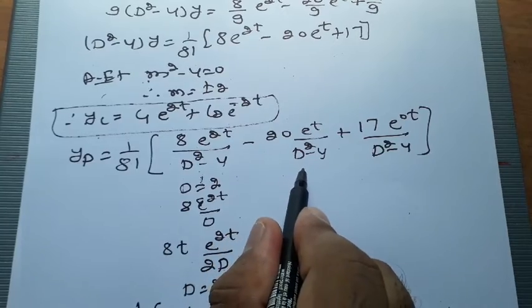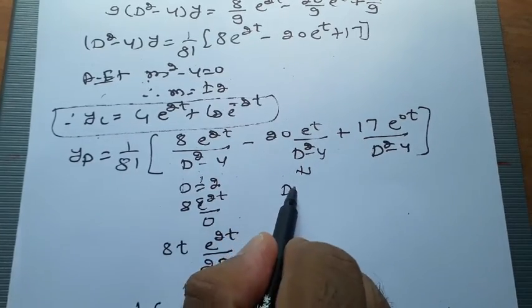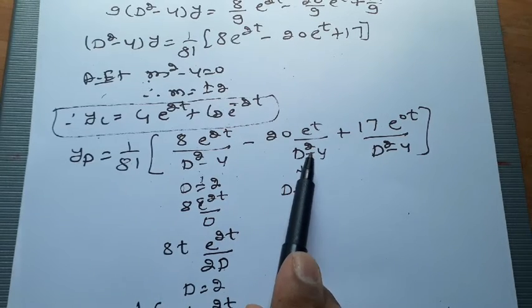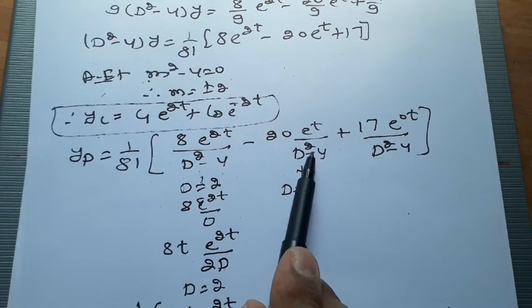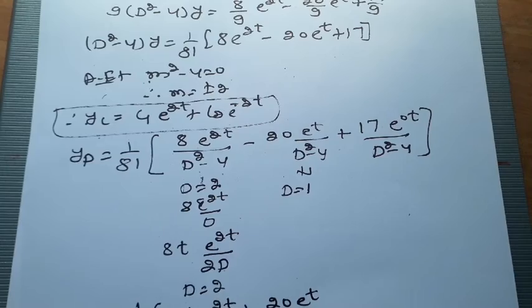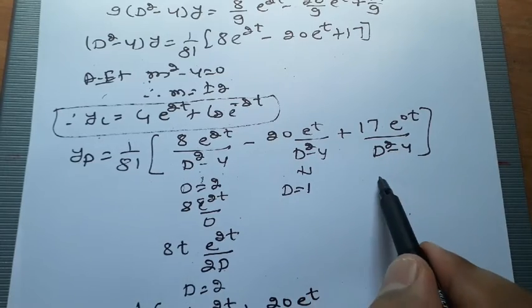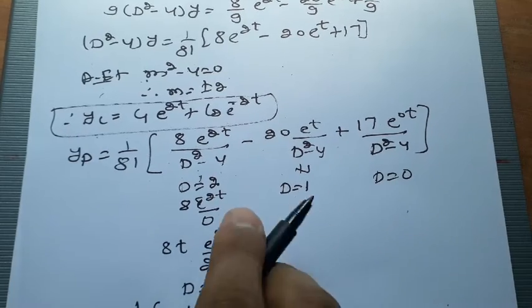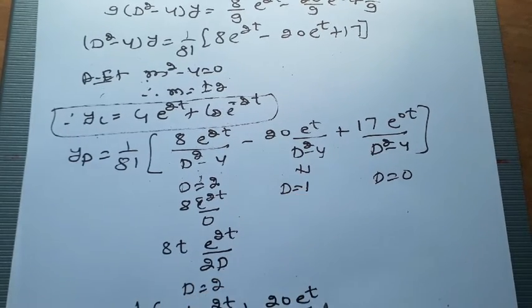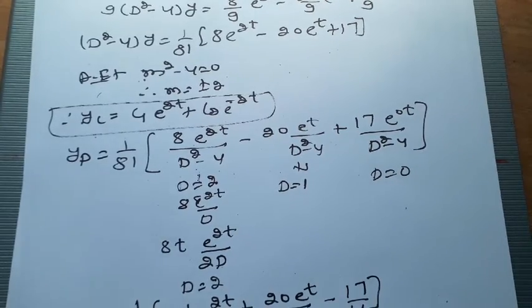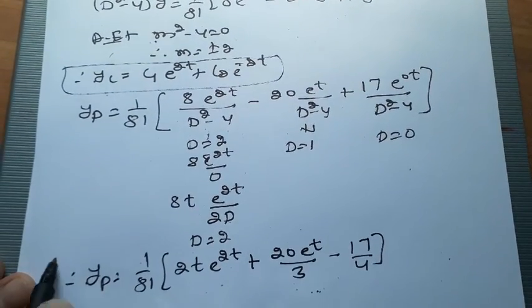Similarly I'll move on to this one. What I'm going to replace here, D by the coefficient of t, which is 1. If I replace 1, 1 minus 4 is minus 3, so minus into minus is plus, 20e^t/3. And here I'm going to replace D by 0. If I replace 0, I'll get plus into minus, so minus 17/4. This is the particular integral I'll get.